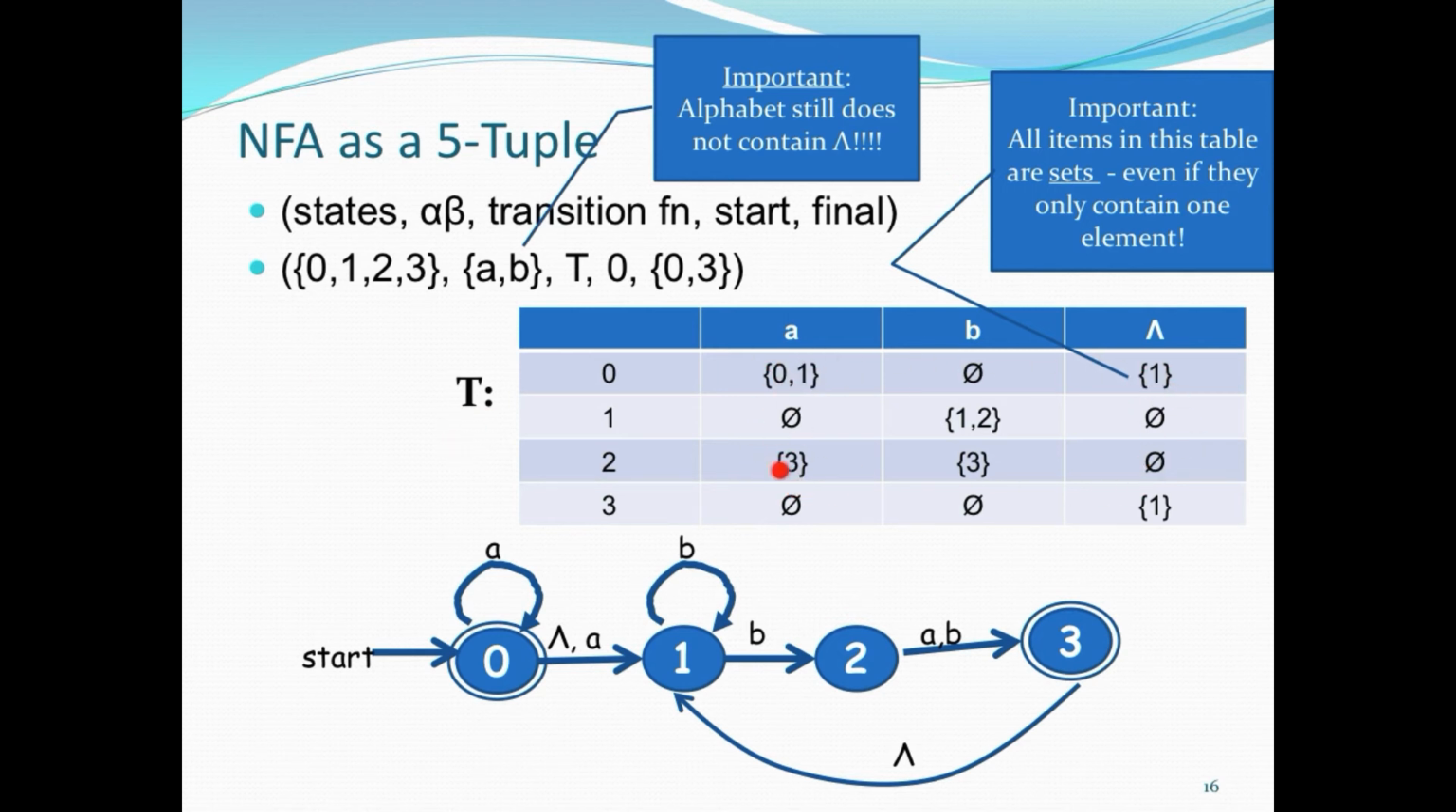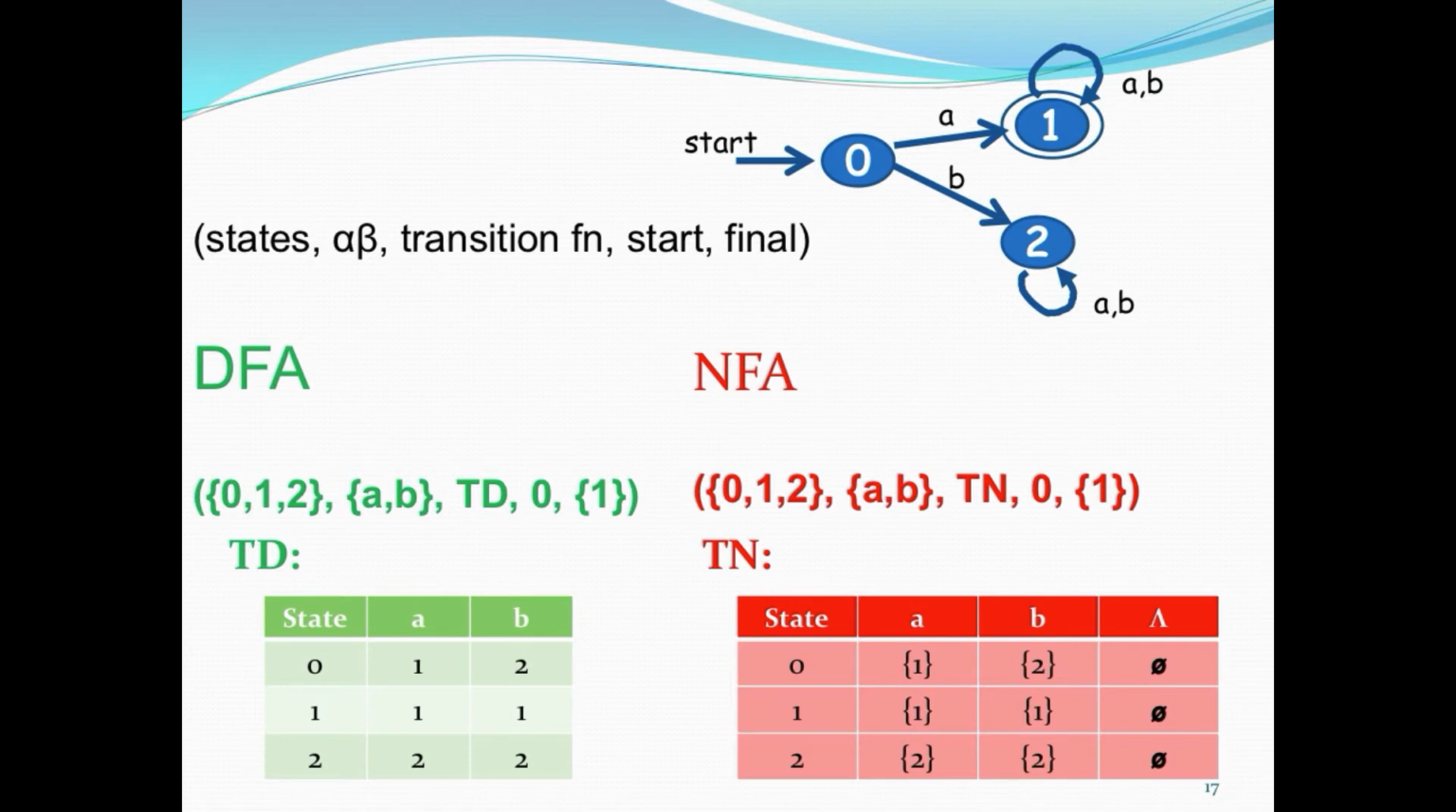And I'm going to be very nitpicky on this when I grade stuff, especially on the exam, so make sure you've got this straight. When we were talking about a DFA, we had just one possibility here, and there was no column for lambda, because no lambdas in DFAs. But now that we're talking about NFAs, we have to add this column for lambda, and every single element of this table has to be a set.